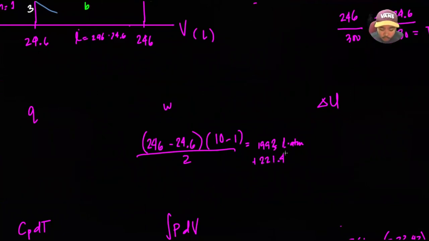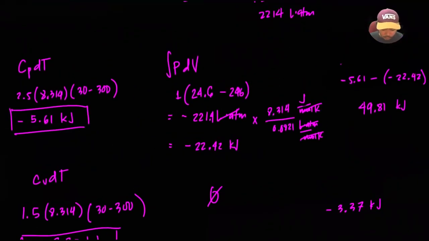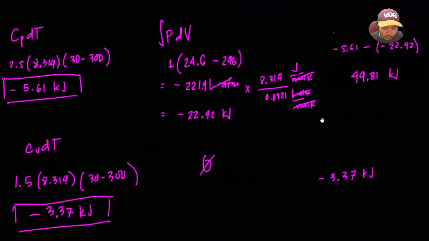Plus 221.4 gives us, so let's add that, no? 221.4 gives us 2214. Same ba tayo na nakuha? Liter atmospheres. Tama ba? Ba't parang same lang yung values niya? Okay. 1.4. Two one nine two plus 221.4. Okay, that's correct. Now then, let's convert this again to kilojoules.